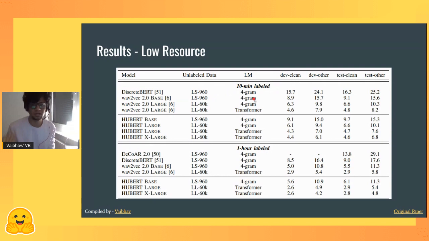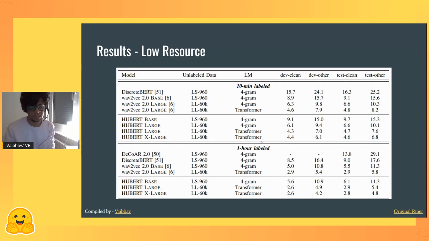So the first one is the 10 minute subset of the LibriSpeech dataset. You can see that HuBERT essentially outperforms Wave2Vec2 in pretty much all the cases, from what I can see. And they tried with both a transformer language model to decode, as well as just a 4-gram model.